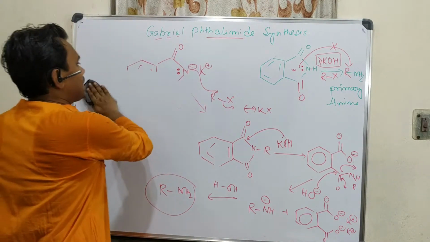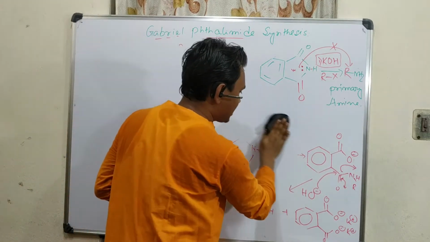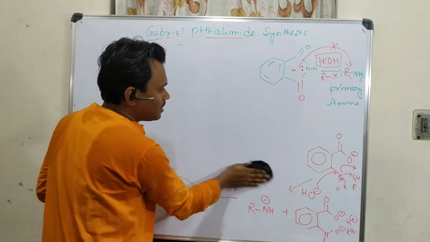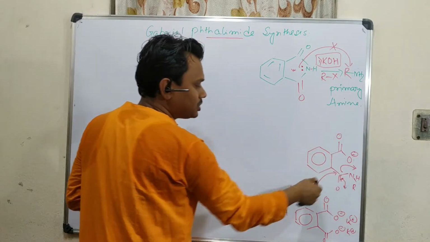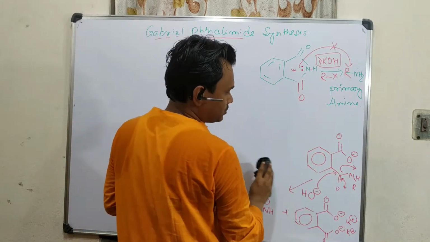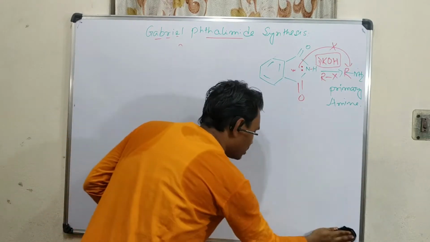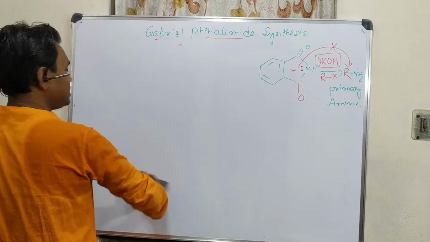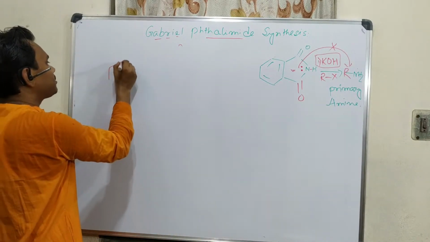Now, is it the ultimate one or is it easy? Actually, this is not easy. Why? Because alkaline hydrolysis at this position is not easy to produce this. So what modification is done? The modification done is, instead of that alkaline hydrolysis, they used hydrazine.